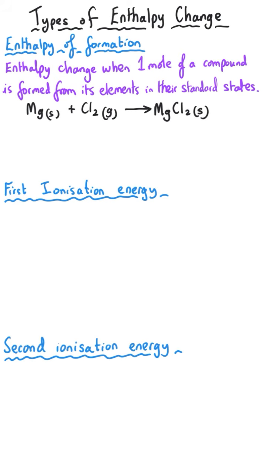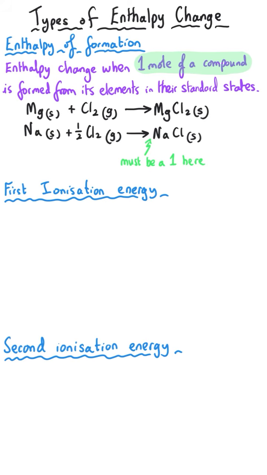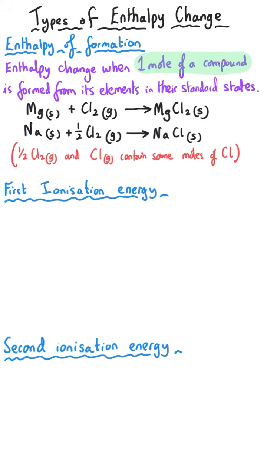If we had NaCl, this would be a little bit different because you have to, by definition, make 1 mole of an ionic compound. And that means there has to be a 1 in front of the NaCl, which means you only need 1 mole of chlorine atoms, which means you only need half a mole of chlorine gas molecules.